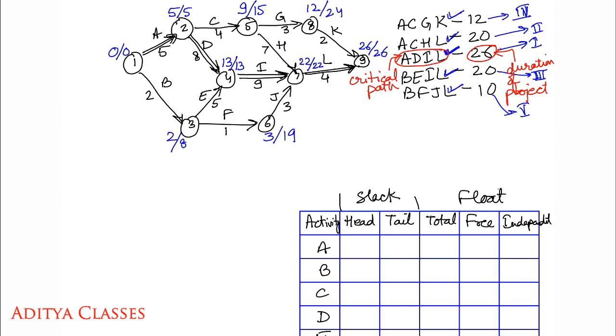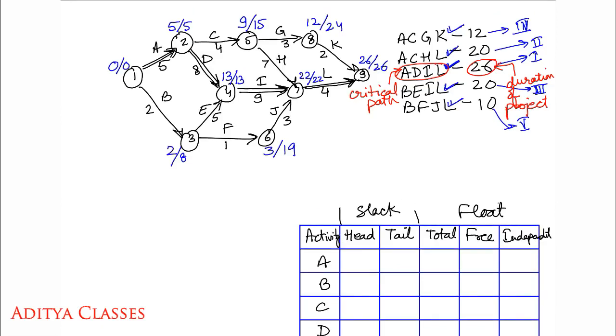Now let us see what are these things called slacks and floats. For the purpose, we'll just pick, let's say, activity F. It will be easier to understand using this activity. What is this activity? F 1, 3, 6, 2 and 8, 3 and 19.